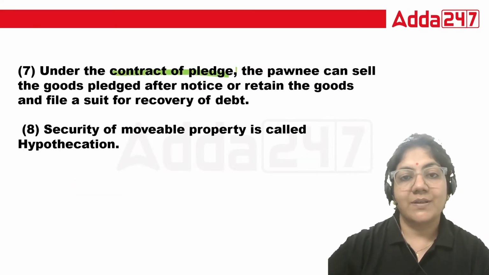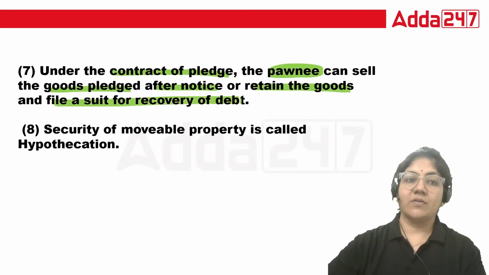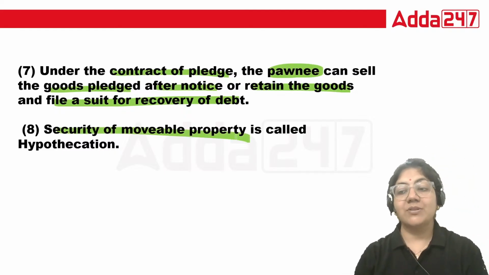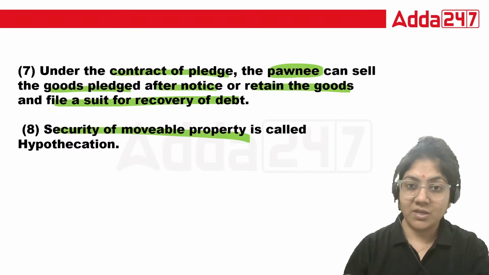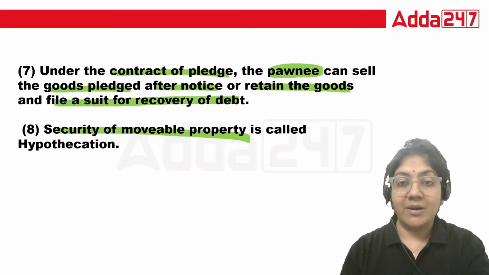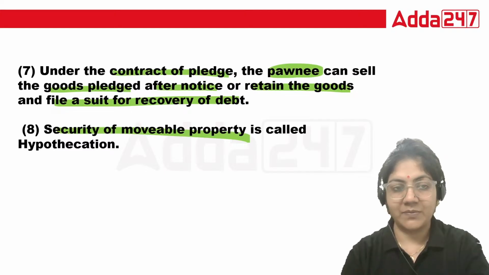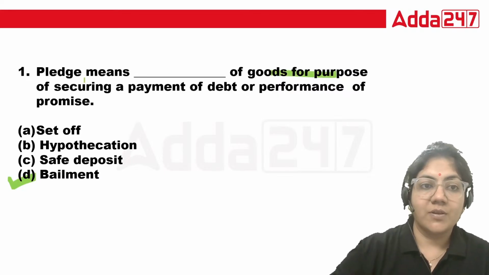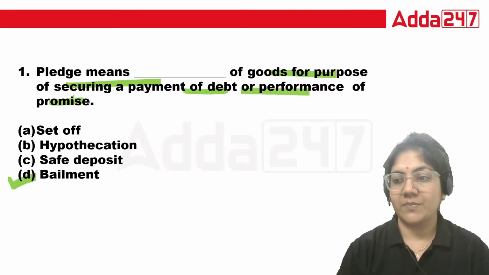Under the contract of pledge, the pawnee can sell the goods pledged after notice, or retain the goods and file a suit for recovery of debt. Exactly. Hypothecation is security of movable property. In hypothecation we are not giving the movable property, because in pledge we are giving the movable property as a security, but in hypothecation the possession and the ownership is with the borrower. So pledge means what? It is a bailment of goods for the purpose of securing the payment of debt or the performance of a promise.